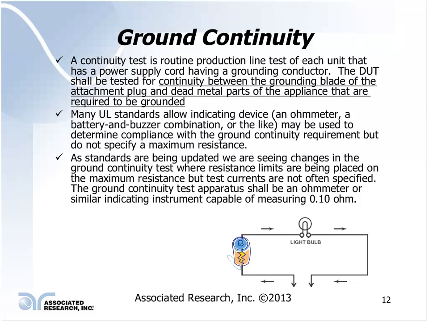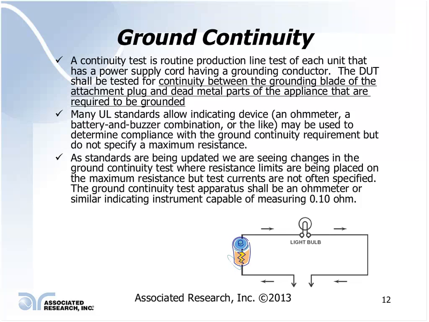But a lot of the old UL standards still specify that a ground continuity test be done as a routine production line test on every product that you manufacture that is a Class 1 product. So if it has a ground circuit, you are required to test every product with any type of an indicating device, such as a battery buzzer or the like, according to this standard, to determine compliance with the ground continuity requirement.